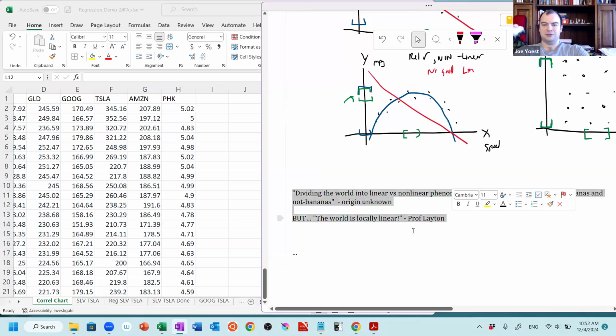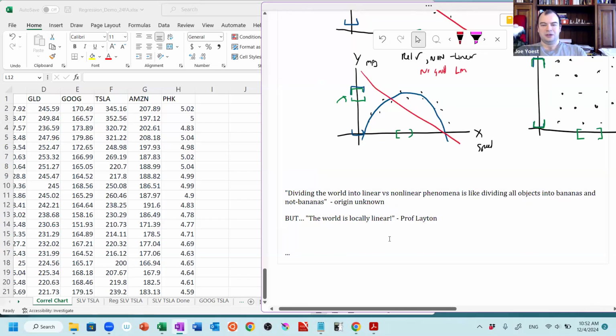Now, two kind of fun quotes. The first quote, I actually don't know the origin of this. I've tried to find it, but I heard it a long time ago, and I don't know where I heard it or who said it, but it goes something like: dividing the world into linear versus nonlinear phenomena, or things we want to study, is like dividing all objects in the world into bananas and not bananas. In other words, if you take every object in the world, sure, there are some bananas, but basically none of them are bananas. If you take all the things we want to study, some of them are linear, but basically none of them are linear. Essentially, everything is nonlinear.